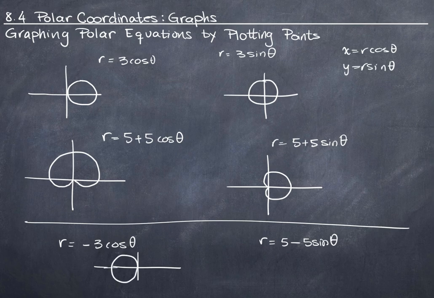For this one, the equation still has the form of a cardioid, but it has a negative in front of the term that has the trigonometric expression in it. So 5 plus 5 sine theta went this way. This one is going to go this way. And that's pretty much it.